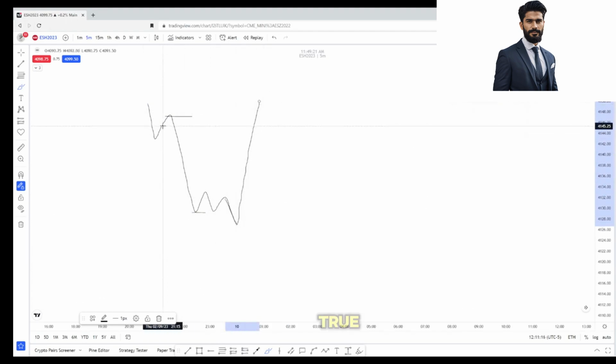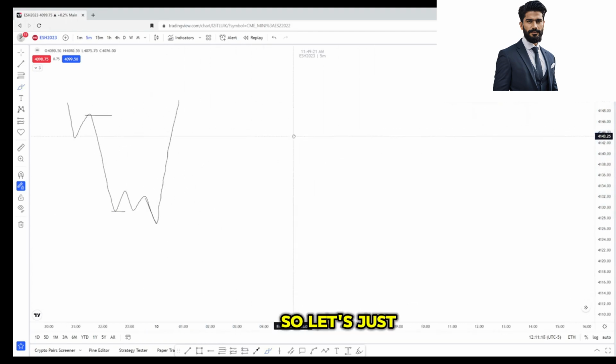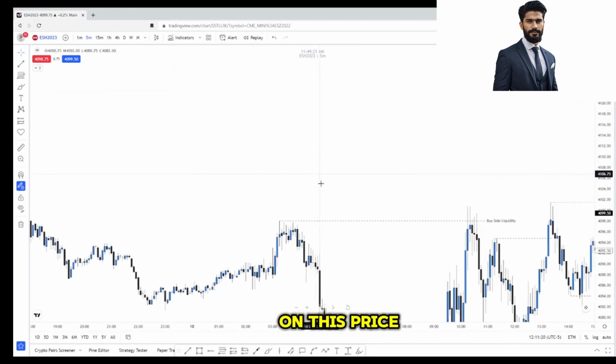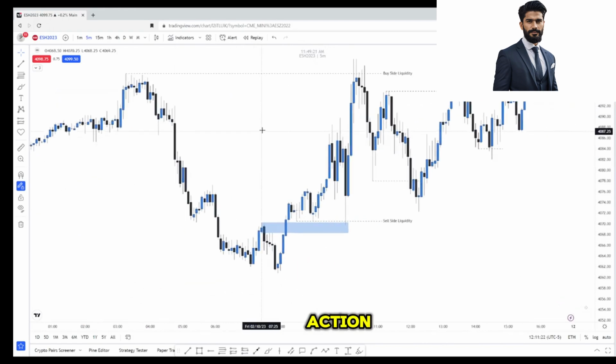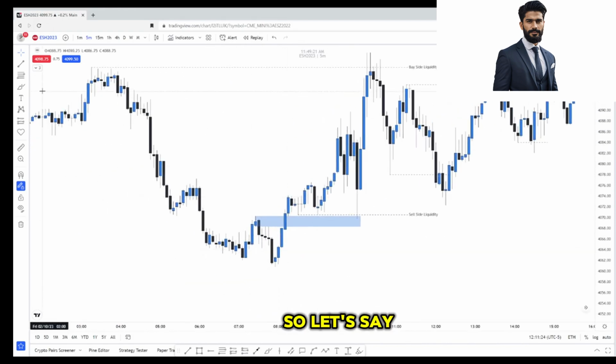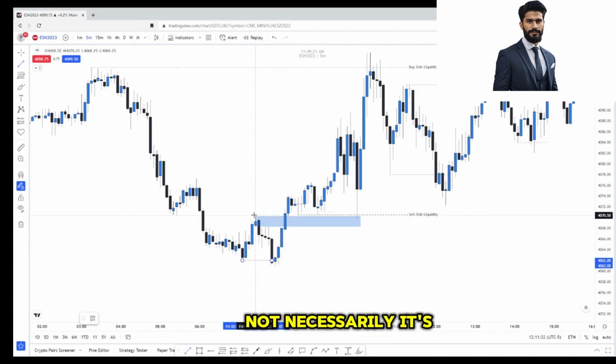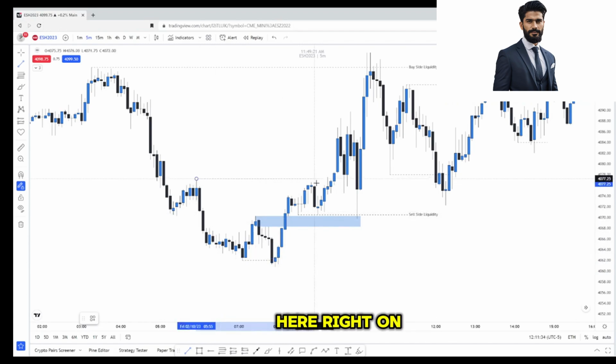Now, this is true, but on a much smaller scale. So let's just use an example on this bit of price action. Let's say here, we went from sell side, we took sell side here. So where's price going to move straight towards? Is this going to be our buy side we're moving towards? Not necessarily. It's going to be right here, right?